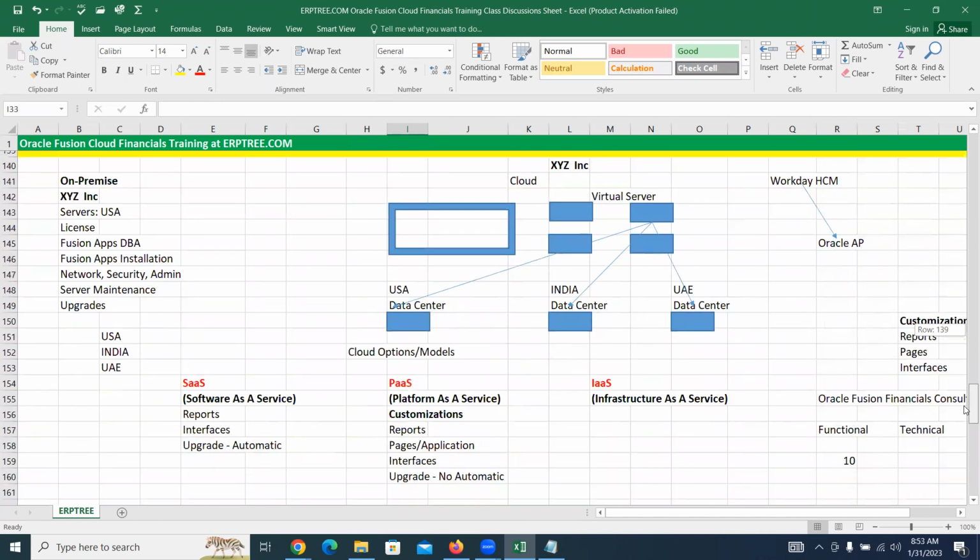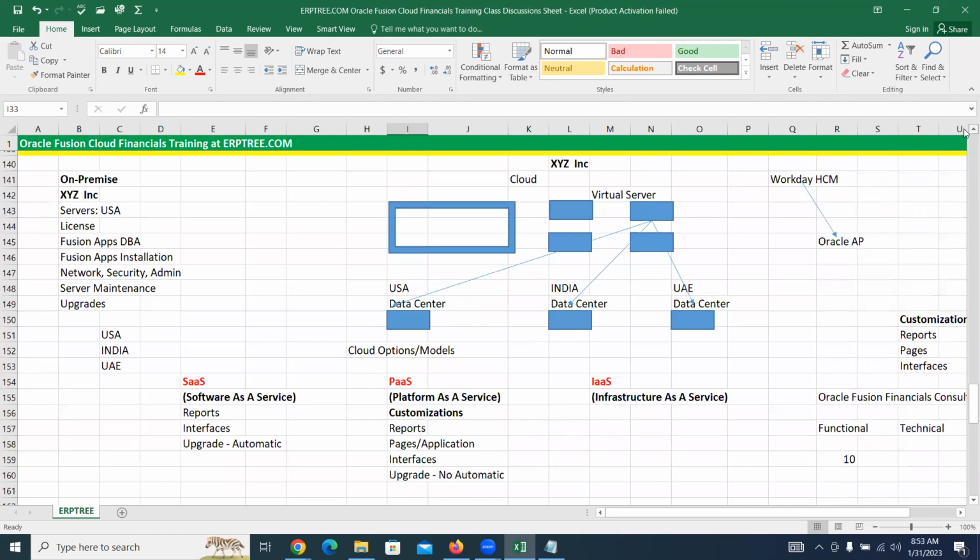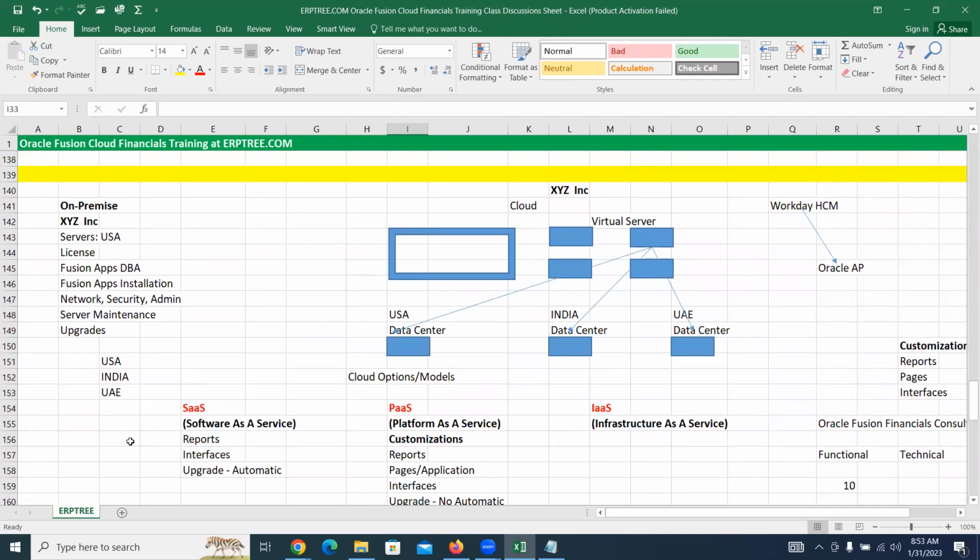Now, before we talk about what is the meaning of cloud, let's talk about what is the meaning of on-premise. Say, for example, there is one company called XYZ Inc. Let's take it for our discussion purpose. The XYZ company wants to use Fusion applications for their business. Now, what do they have to do?